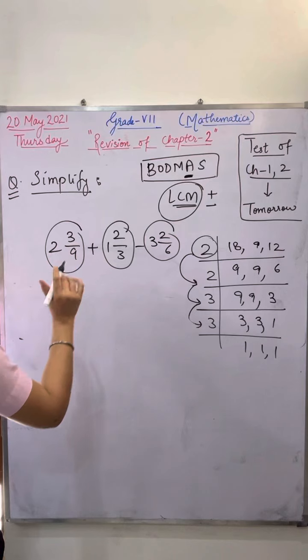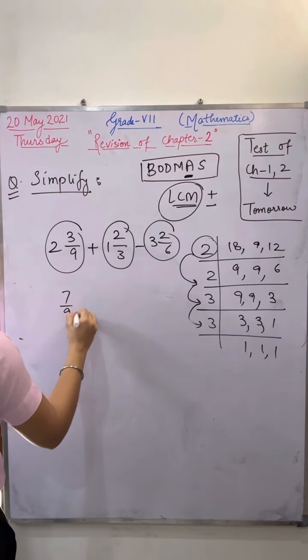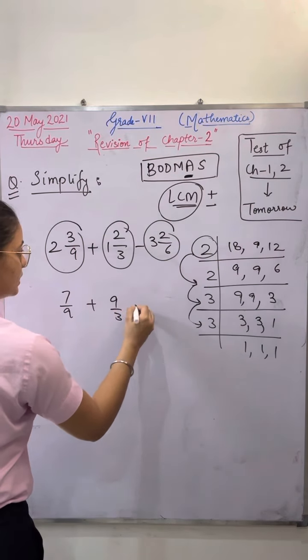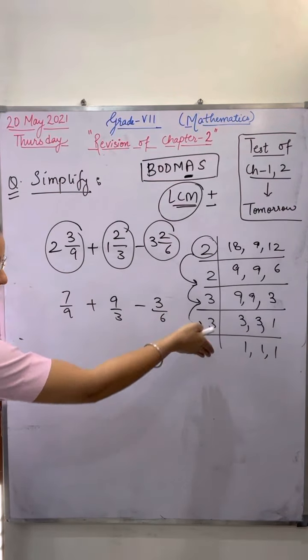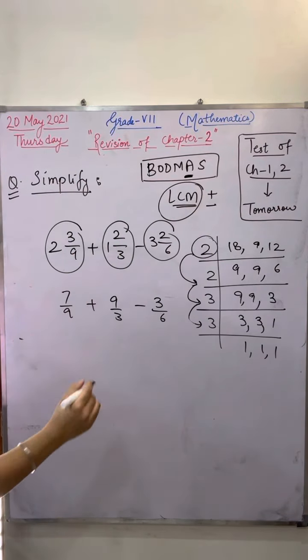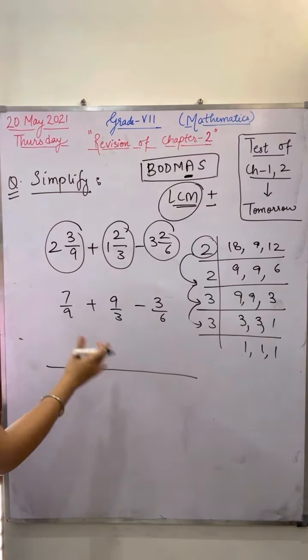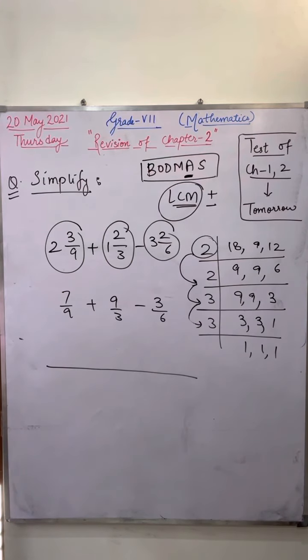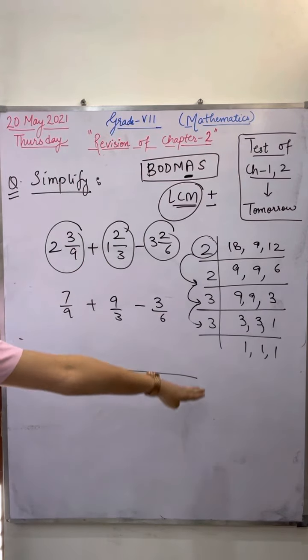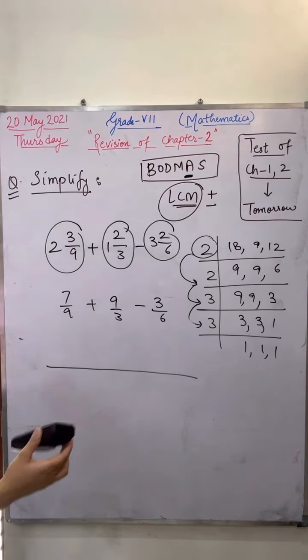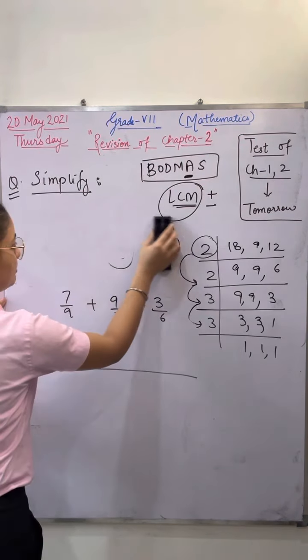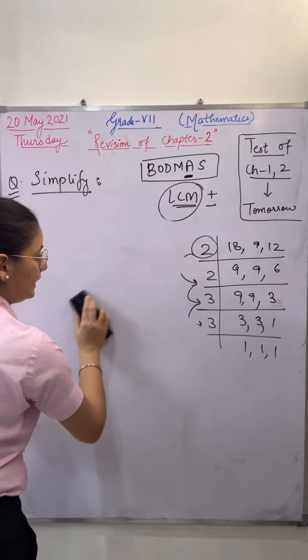Suppose this will be 7 by 9, this will be 9 by 3, this will be 3 by 6. Then the next step will be same. Take the LCM all together and solve it. Whenever the question is given in mixed fractions, open the fraction and then the next steps will be the same, the way we have done. Now I am giving you simplification of multiplication and division.